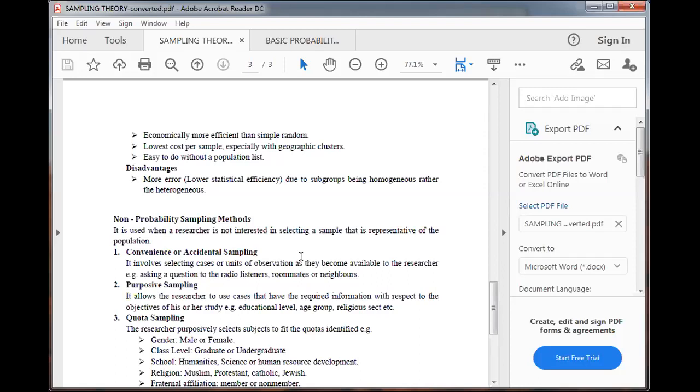Most of you will find a case whereby you will be interviewing students from CHRM because of their easy availability. So you are choosing them because they are available, and you are avoiding maybe students from KCA and other colleges within the town because they are not available or they are not within reach from your point of view. So convenience is where you pick something to the sample because of its availability.